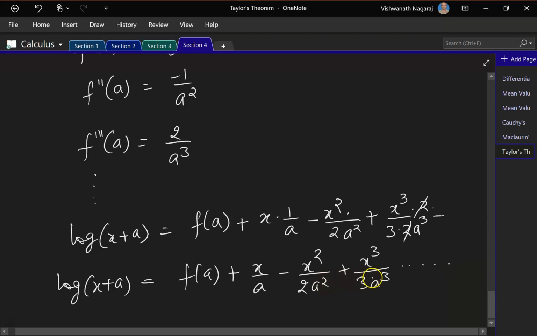See, once you are able to get up to 4 to 5 terms, then it forms a pattern and you can just keep taking it forward. Let's take the next one.